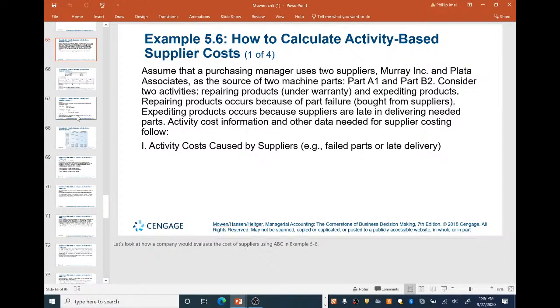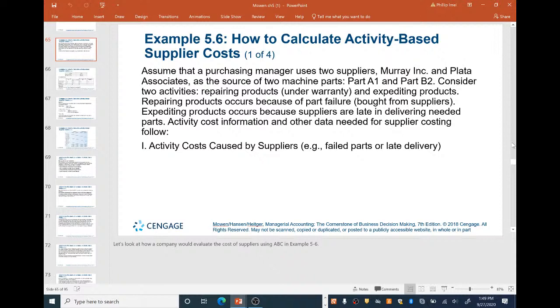Okay, so let's talk about a little example of how to actually calculate activity-based supplier costs. Let's assume that a purchasing manager uses two suppliers: Murray Incorporated and Plata and Associates. Once again, these are going to be the source of two machine parts, Part A1 and Part B2. So we're buying Part A1 and Part B2 from both of these suppliers.